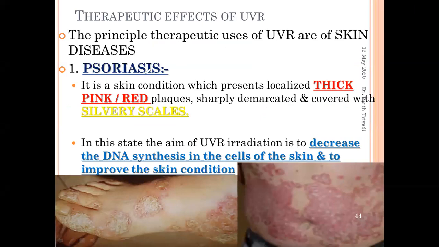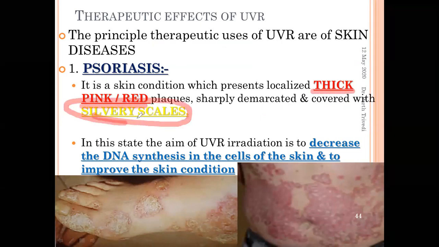How does it work in psoriasis? Basically, psoriasis is a skin condition characterized by thick, pink, red, silvery scales. Flakes are there, so you can see these silvery structures, thick and pink, red. UVR irradiation is used to decrease the DNA synthesis in the cells of the skin and improve the skin condition. Very important practical viva question: why do we use UVR in psoriasis? Because it decreases the DNA synthesis and improves the skin condition.